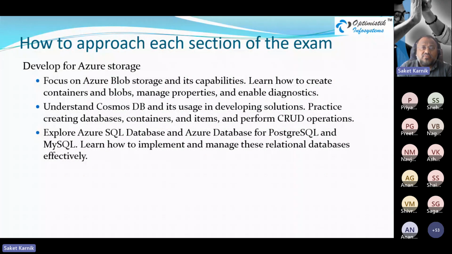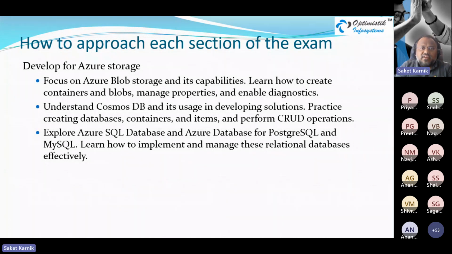Same is the case with Cosmos DB. I recommend you to try out at least 3 APIs out of the available 5-6 APIs that Cosmos DB brings in, like NoSQL API, MongoDB API, Gremlin, Cassandra, and Premium Table also is there. So at least 3 of them you should be practicing. Okay.